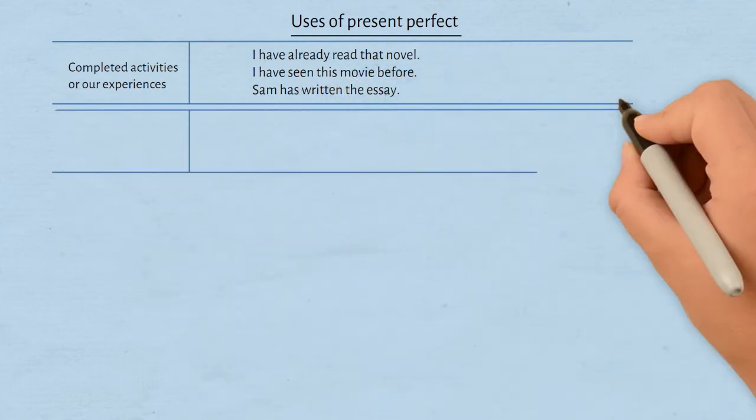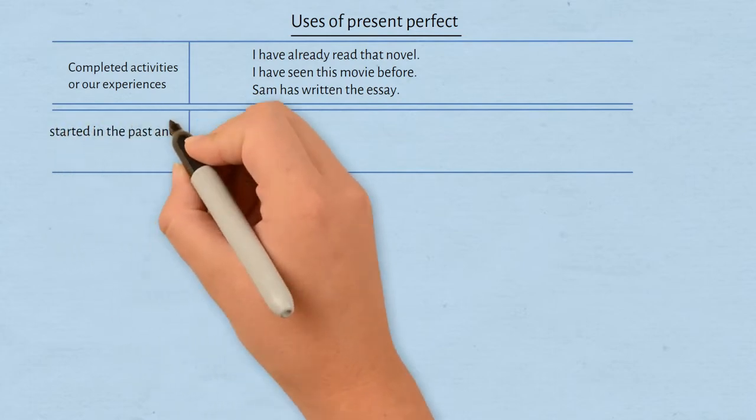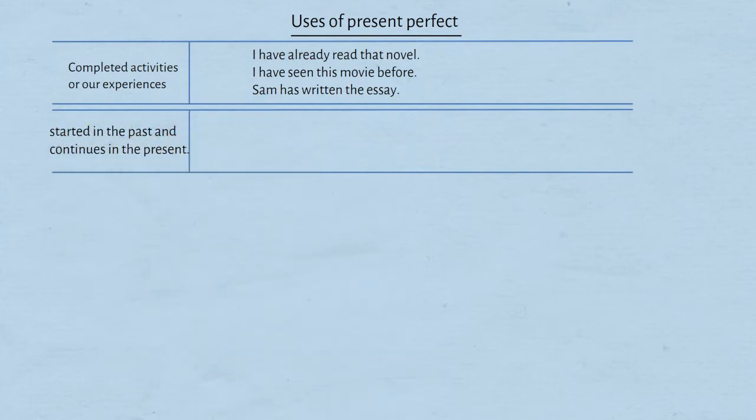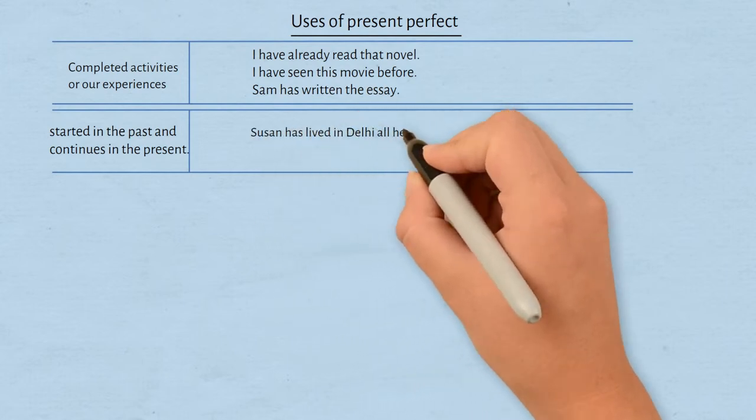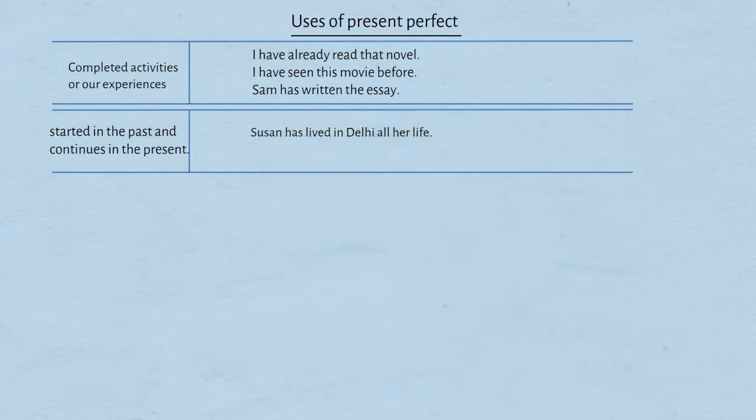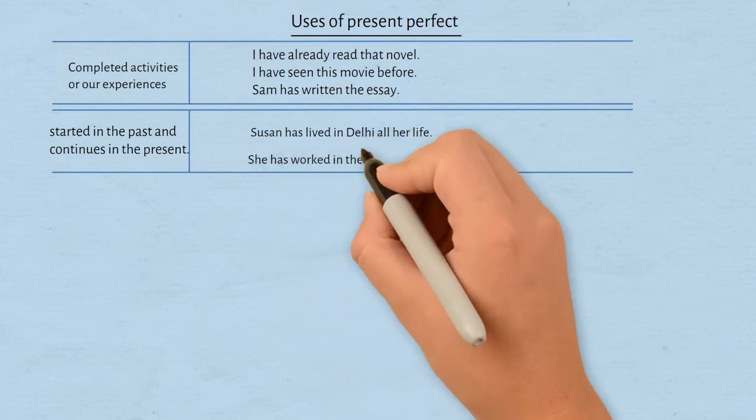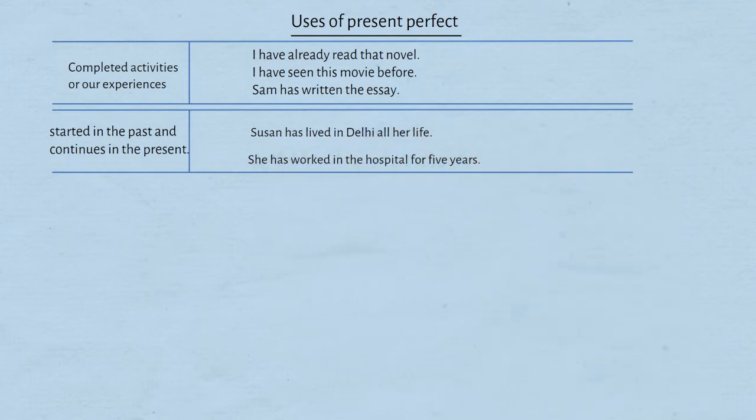We also use present perfect to describe something that started in the past and continues in the present. For example, Susan has lived in Delhi all her life, and she still lives in Delhi. She has worked in the hospital for 5 years, and she is still working in the hospital.